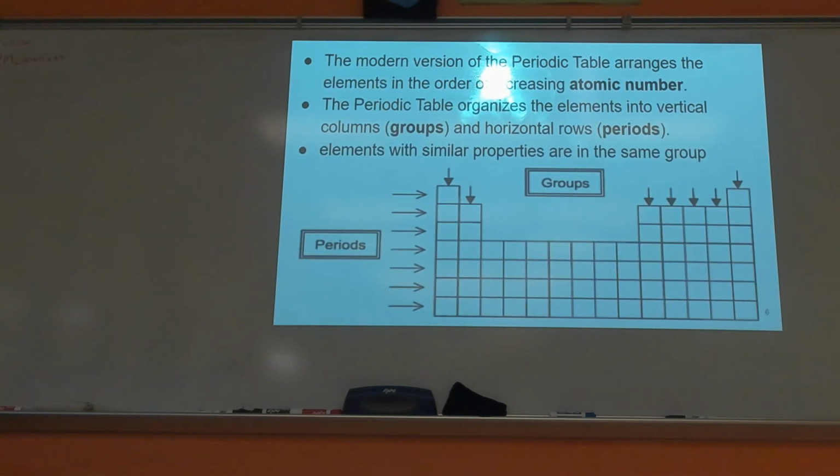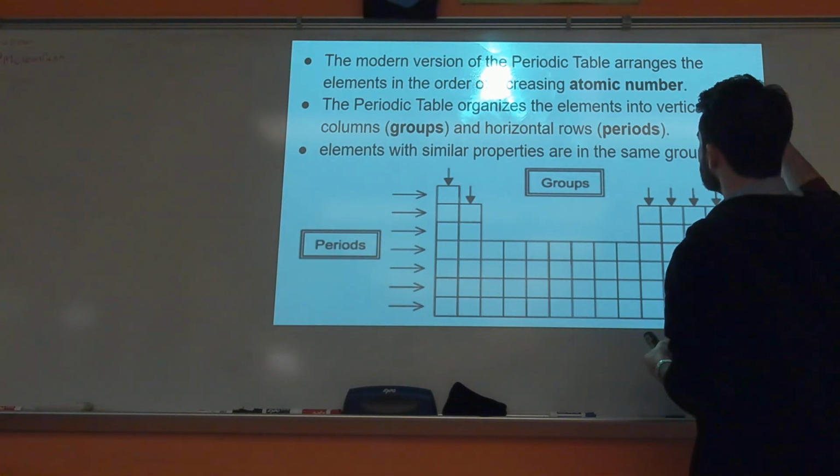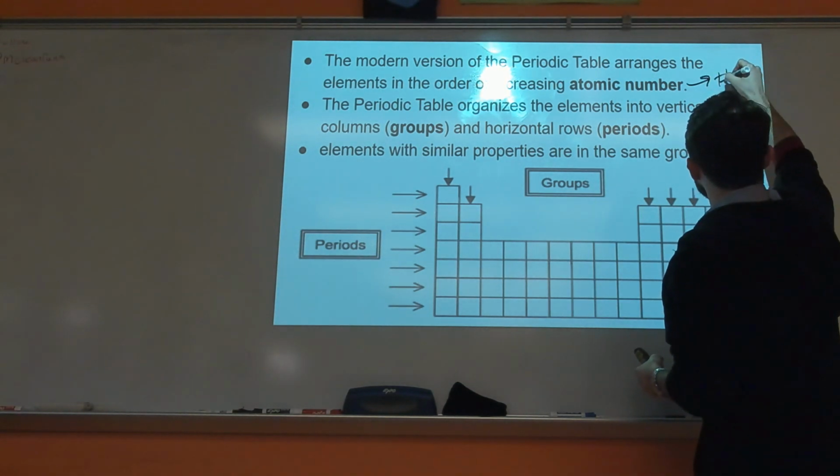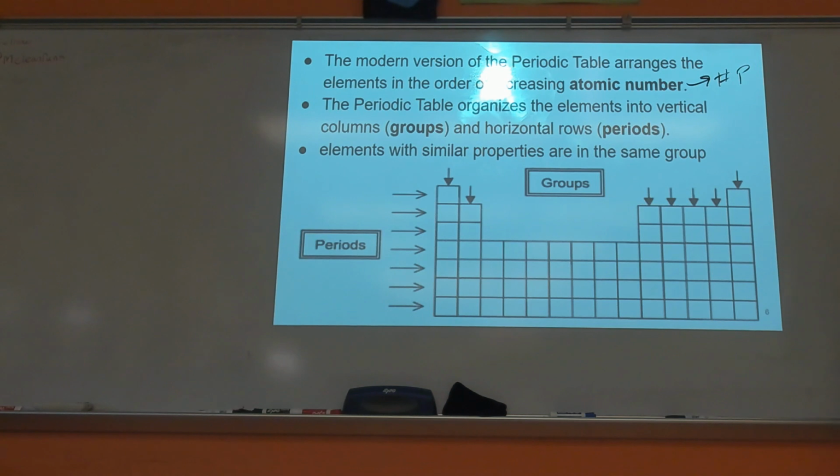All right, cool. So then this is what our modern version of the periodic table looks like. And again, we don't organize it by mass number. We're going to organize it by the atomic number. Now remember, the atomic number, that's the number of protons. So if that's not familiar to you, make sure you add that in. Atomic number, that's the number of protons. Okay?